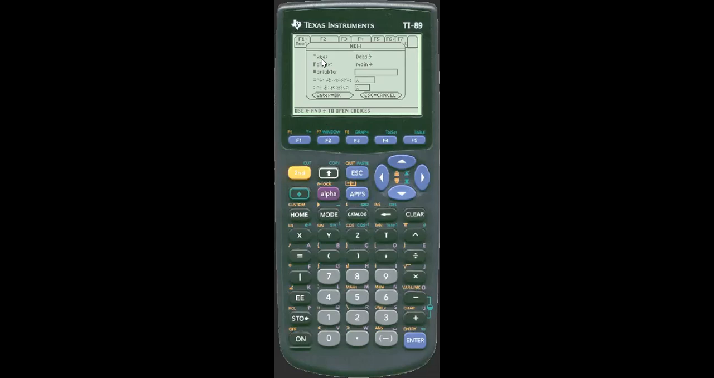Okay. The type should be data. If not, again, use the arrow key and do it. Folder should be main. Don't change that to anything else.